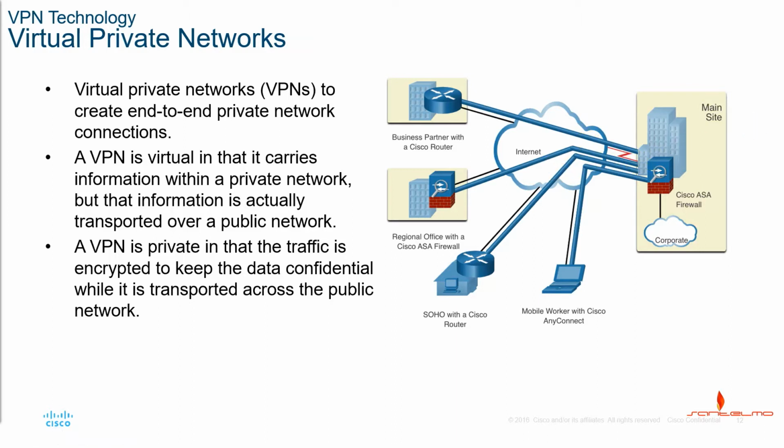The figure shows a collection of various types of VPNs managed by an enterprise main site. The tunnel enables the remote sites, which include business partners with Cisco routers, a regional office with a Cisco ASA firewall, a small home office or SOHO with a Cisco router, and a mobile worker using Cisco AnyConnect. These sites are connected to the main site using a tunnel, which enables remote sites and users to access the main site's network resources securely.